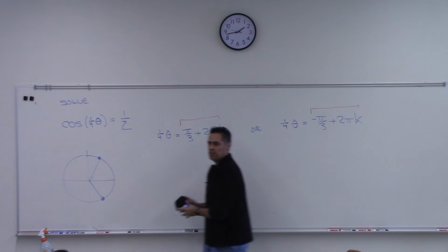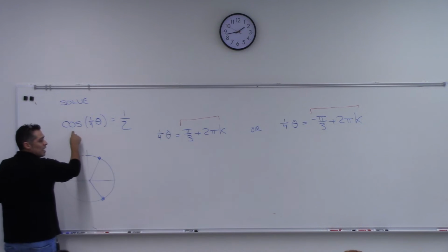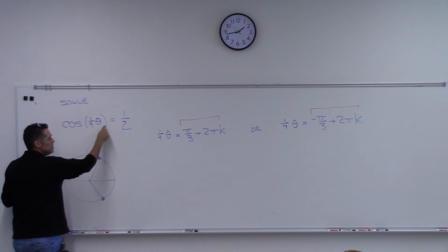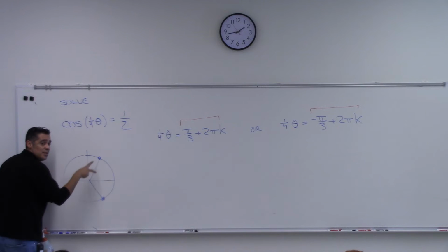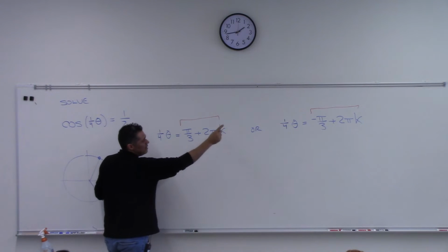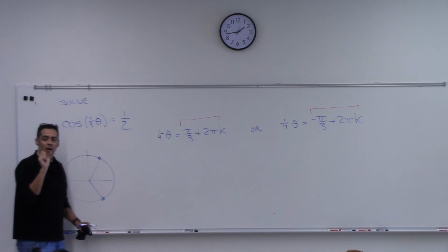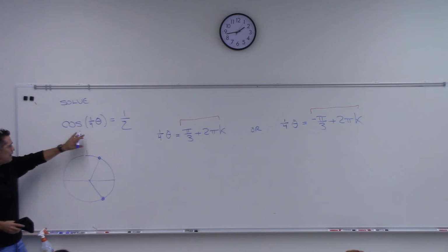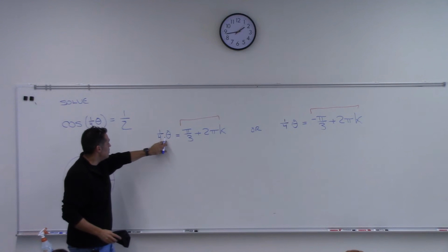Am I going too fast? Do you all see what I've done? Same thing, cosine of 1/4 theta is still a half. It's still these two important angles. I need all the answers, so I say pi over 3 plus 2 pi k, negative pi over 3 plus 2 pi k, but the argument's different. The thing we're setting it equal to is different.